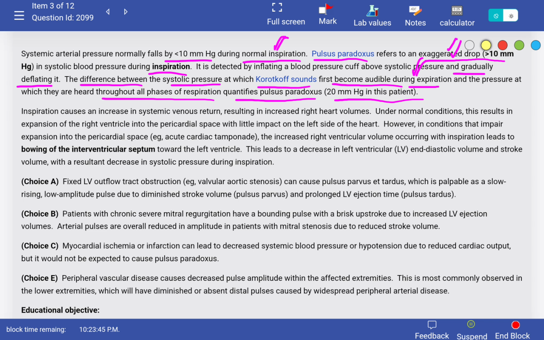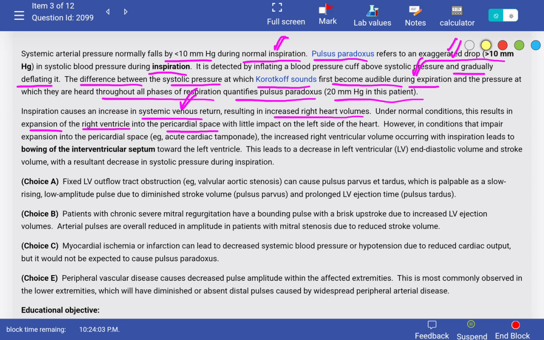Inspiration causes an increase in systemic venous return, resulting in increased right atrial pressure. Under normal conditions, this results in expansion of the right ventricle, right, into the pericardial space with little impact on the left side of the heart.